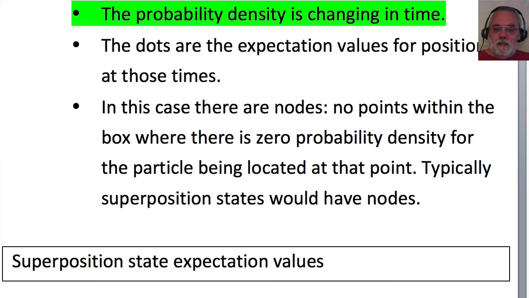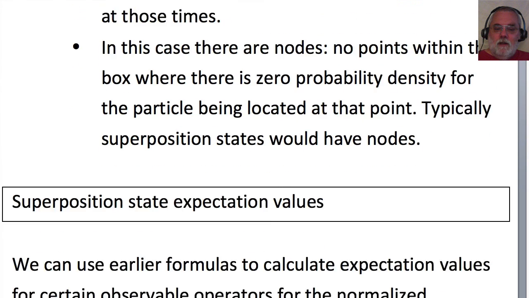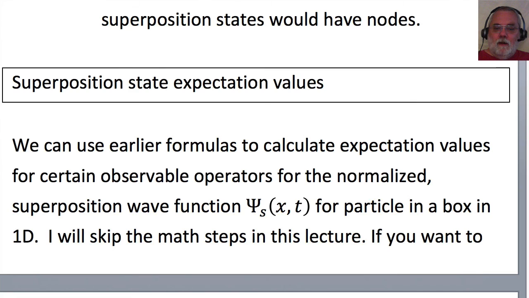Superposition state expectation values. Now, we have an earlier formula for calculating expectation values for certain observable operators. Our earlier formulas were for a general wave function. We can apply that to the superposition wave function, psi sub s. We have an operator, x, for how to find the observable, the position of the particle.